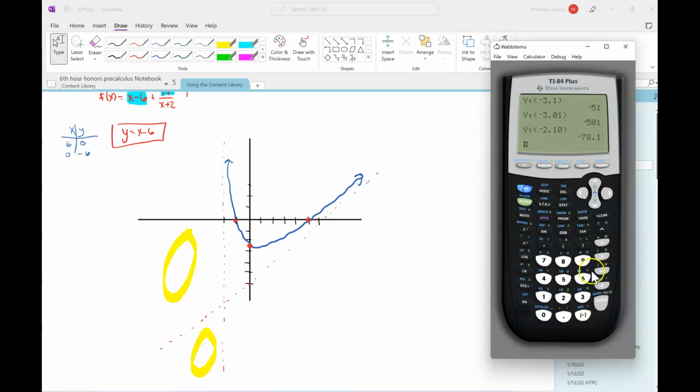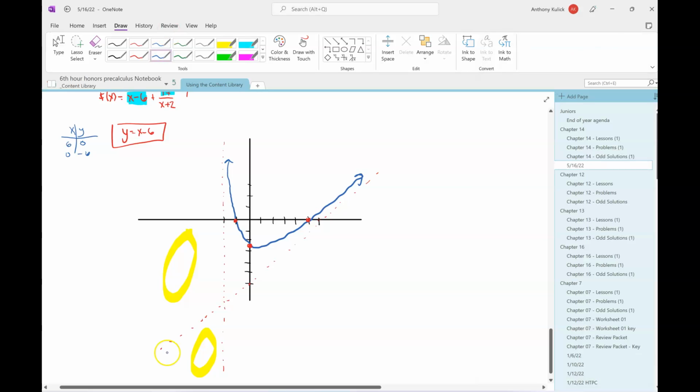So I have -78, which already gives me a pretty good idea of what is going on. And then 0, 1, we'll get a little bit closer. Really negative, so it should be pointing down. So I am down in here.